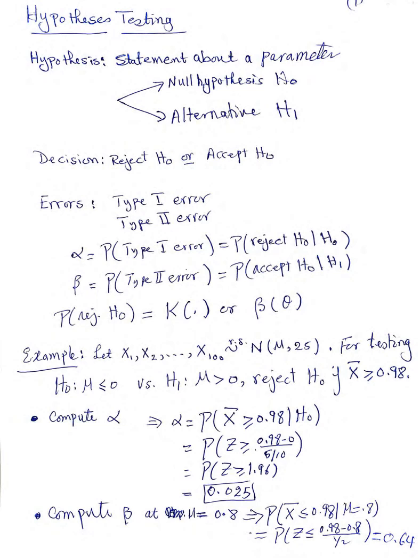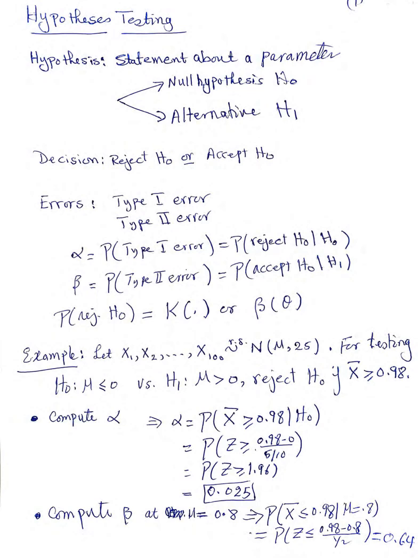If you want to compute alpha, just standardize in terms of the normal (0,1): Z is greater than 0.98 minus mu under H0, on the border, so we just substitute mu equals 0, divided by sigma, 5, over the square root of 100. So you will get the value 1.96, and the probability to the right can be computed from the table: 0.025.